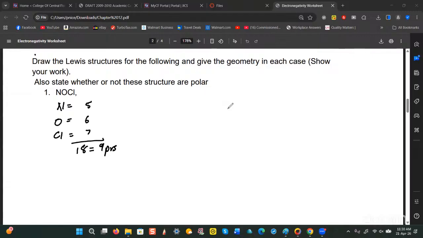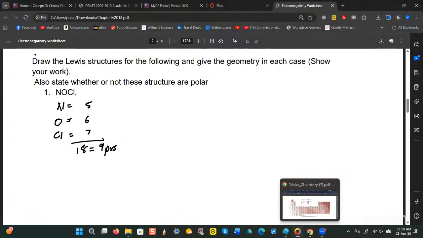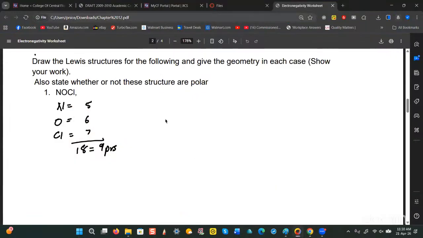So we put the least electronegative element in the center, which, if I'm not mistaken, will be nitrogen. Let me just check the electronegativity values here. Nitrogen is 3.0, oxygen is 3.5, chlorine is, okay. So it's a toss up between nitrogen and chlorine in terms of which one is placed in the center. I'm going to put the nitrogen in the center, surrounded by the chlorine and the oxygen.